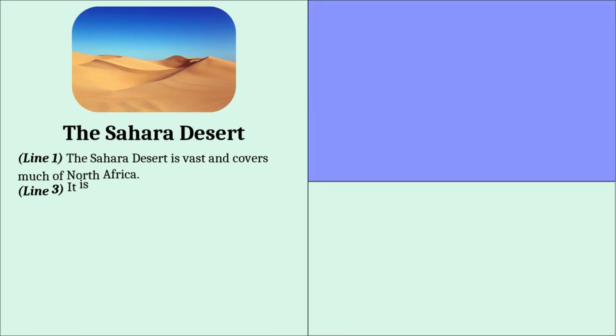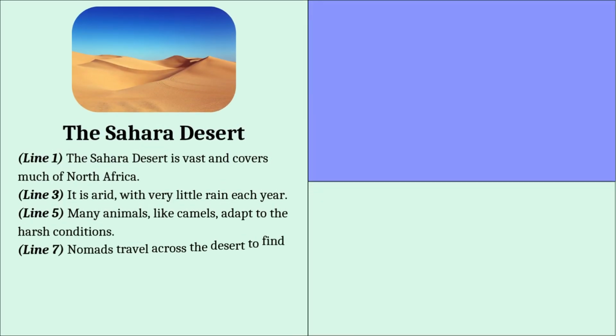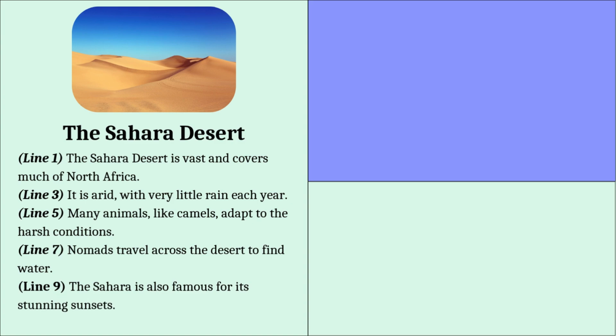Let's look at an example. Here is a short passage about the Sahara Desert. Line 1. The Sahara Desert is vast and covers much of North Africa. Line 3. It is arid, with very little rain each year. Line 5. Many animals, like camels, adapt to the harsh conditions. Line 7. Nomads travel across the desert to find water. Line 9. The Sahara is also famous for its stunning sunsets. Now, let's try the first question.